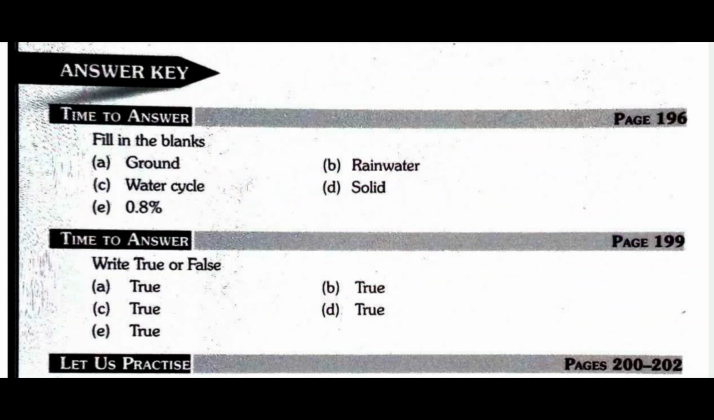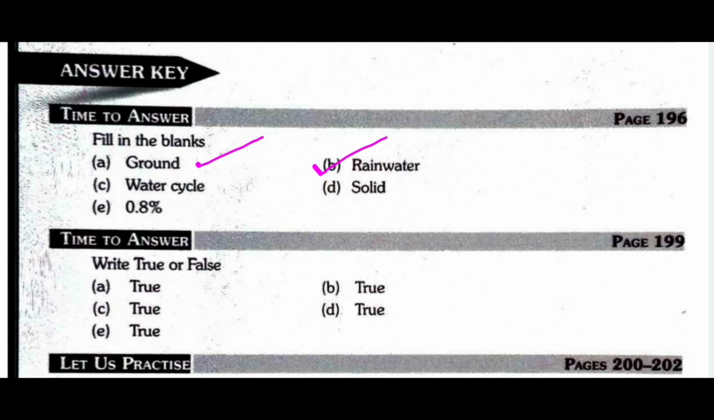So first time to answer is: dash water can be drawn out by digging wells or by tube wells. So we already all know about the groundwater. So groundwater can be drawn out by digging wells and tube wells. The next question, question number B: dash is the main source of water on the earth. So the main source of water is rainwater.